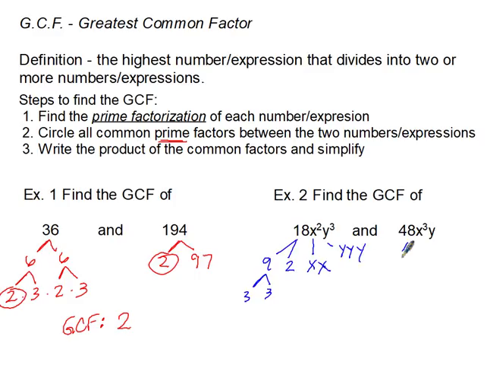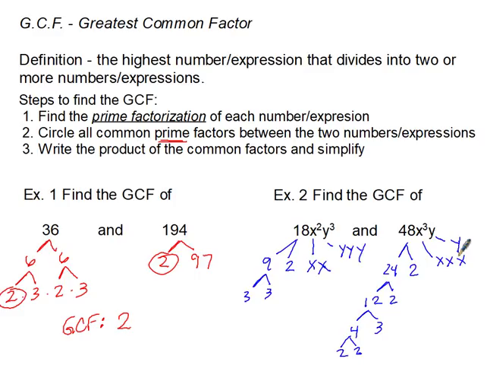For 48, okay, I'm going to split that up. Again, it's an even number, so you can use 2 if you want. That would be 2 and 24. Then the 24, again, however you like, 2 and 12. 12, 3 and 4. And then the 4 here would be 2 and 2. So there's a little bit of work there for the 48. x cubed is x times x times x. And then y is y.